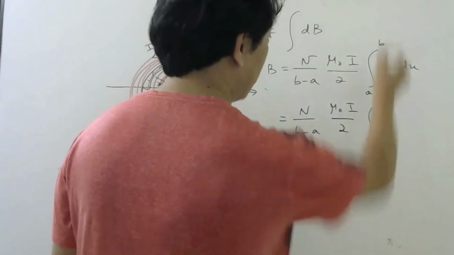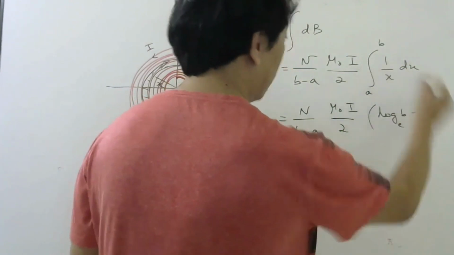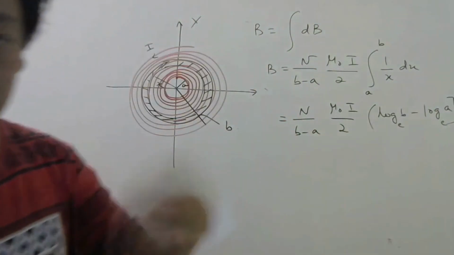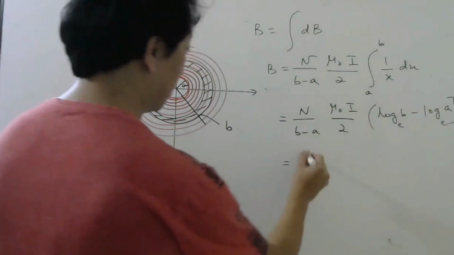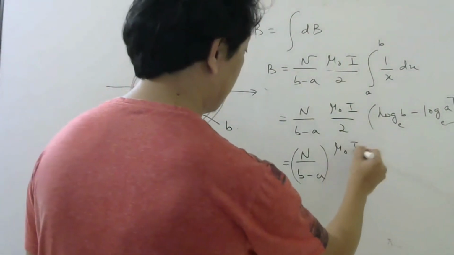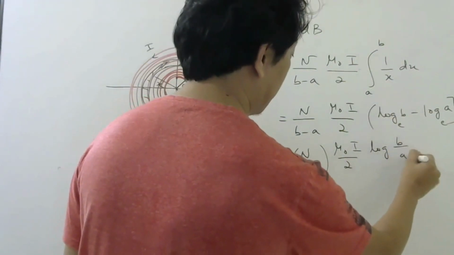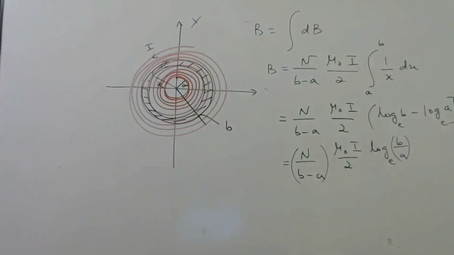This is log x. Put upper limit log b base e minus, put lower limit log a base e. So after doing integration, you have to put upper limit minus lower limit. This will be n by b minus a mu naught I by 2. This is log b minus log a, which is log b by a base e. So this will be the total magnetic field at the center of the spiral.